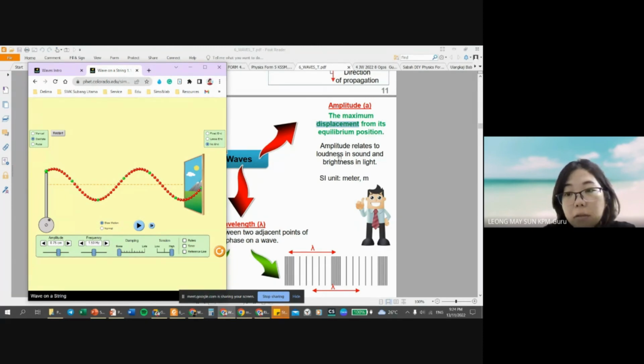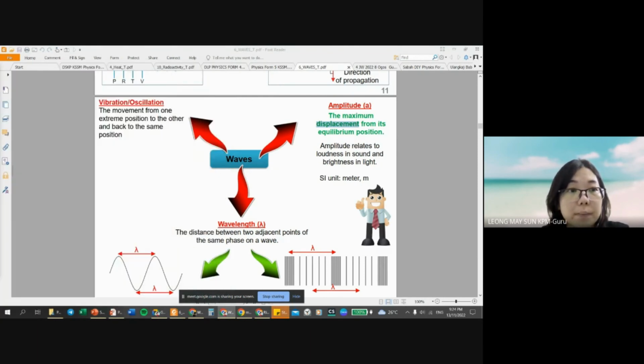So amplitude is related to the loudness of sound and the brightness in the light. Later on, we will emphasize on it. Now, amplitude is a physical quantity, so its SI unit is meter. Why? Because amplitude is maximum displacement, and the SI unit for displacement is meter. So amplitude SI unit is meter. So take note on that.